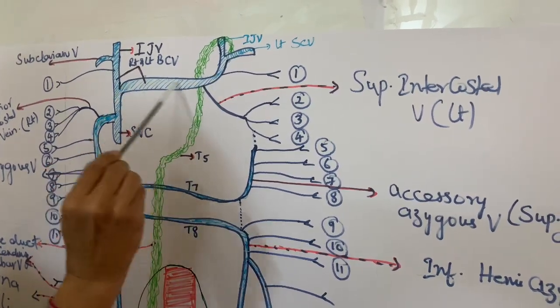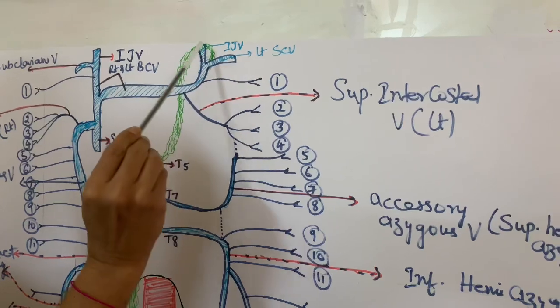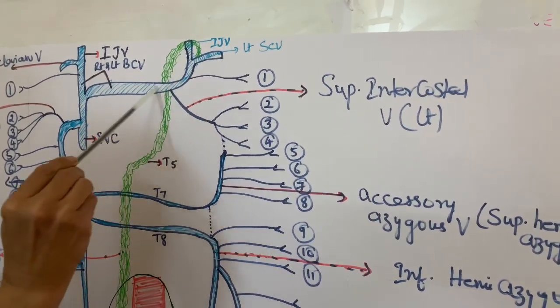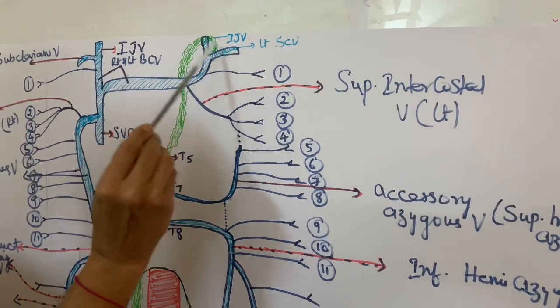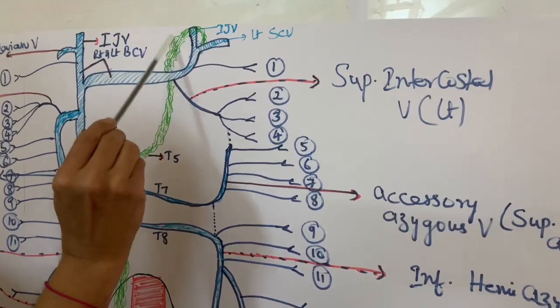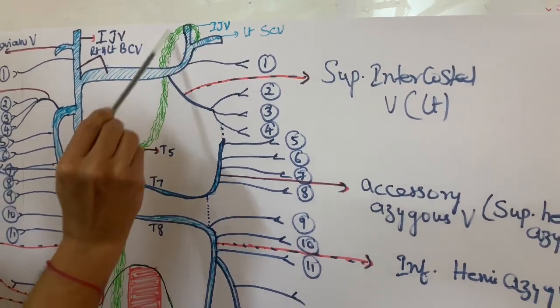This left brachiocephalic vein is formed by the union of left subclavian and left internal jugular vein. Both join to form the left brachiocephalic vein, and at the junction of this left subclavian vein and internal jugular vein we find the termination of the thoracic duct.